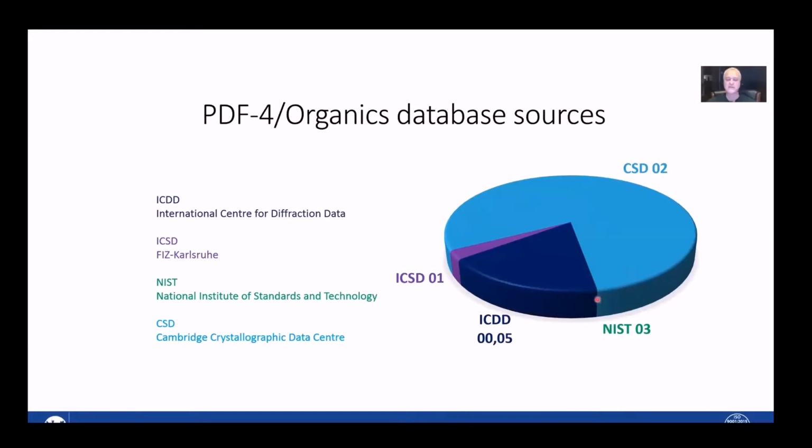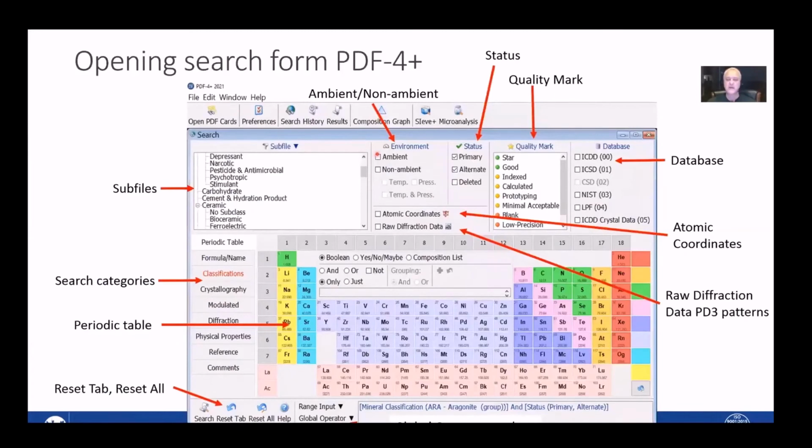We have our ICDD data, a little bit of NIST data, as well as some ICSD data. So for anyone doing organic materials, particularly pharmaceuticals, the PDF4 Organics database would be the appropriate one to use for your materials characterization. Now, I mentioned earlier that we had the old Hanawalt manual, and now we have what we would call our electronic search form, which has many, many options in terms of being able to do data mining.